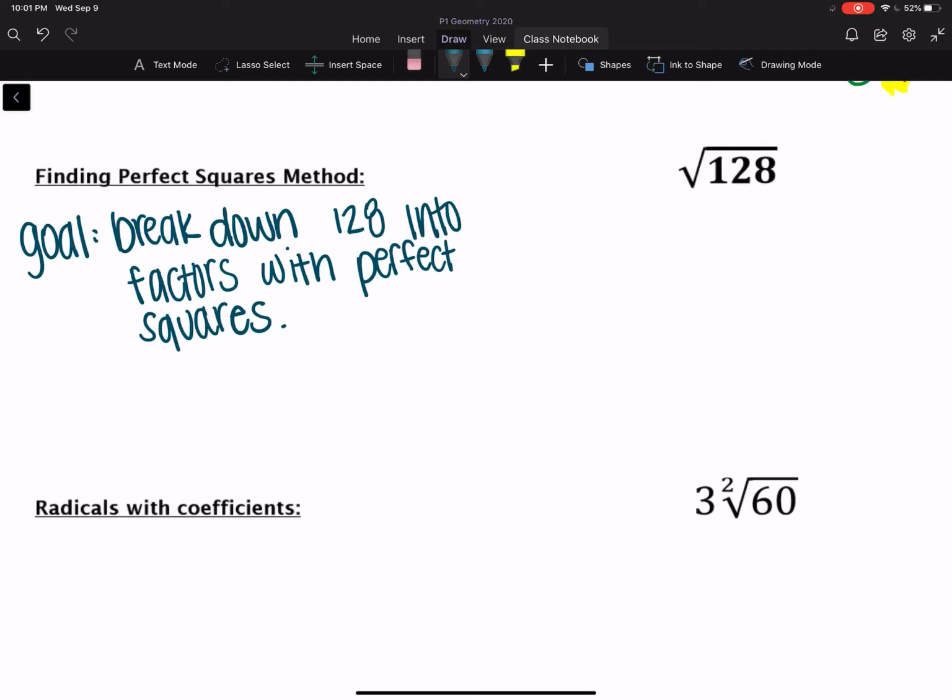So the second way that I can simplify radicals is by finding perfect squares. This is just another method that you can use instead of using a factor tree. I'm going to take the same problem, the square root of 128. Remember, if we don't see the number in the index, we're always going to assume that it's 2.